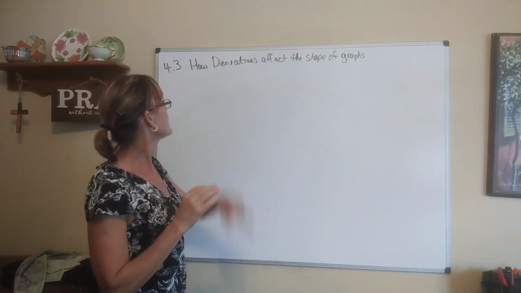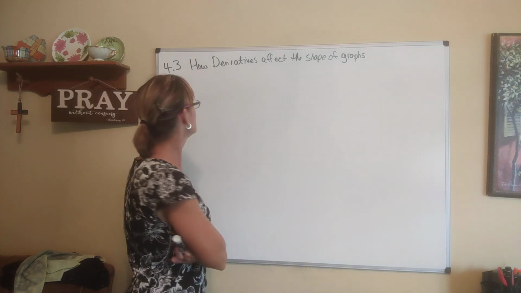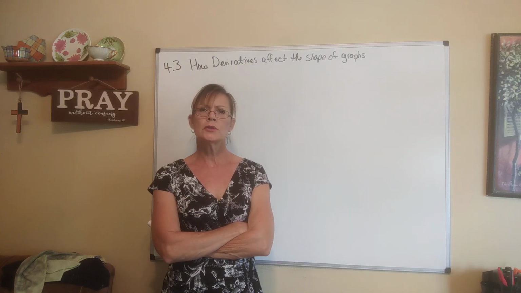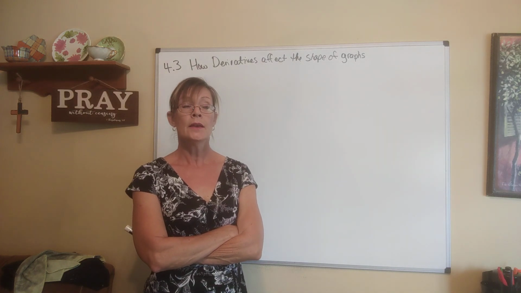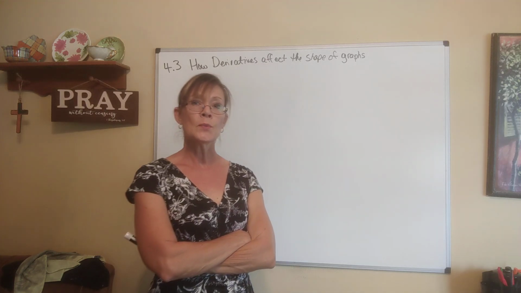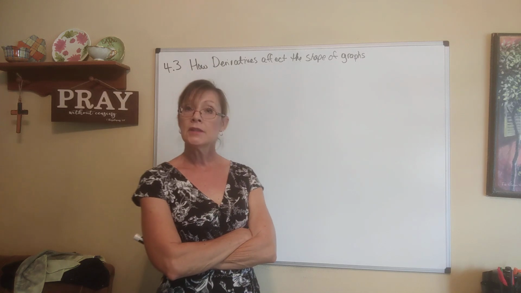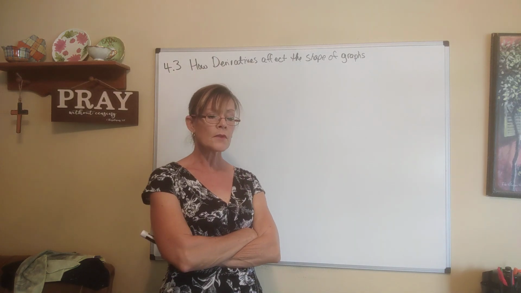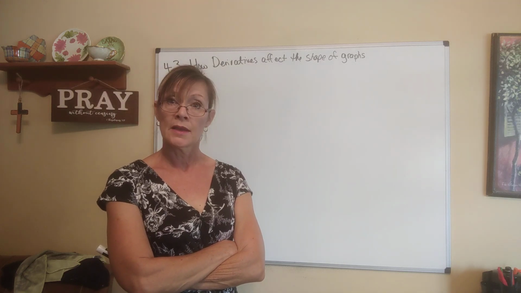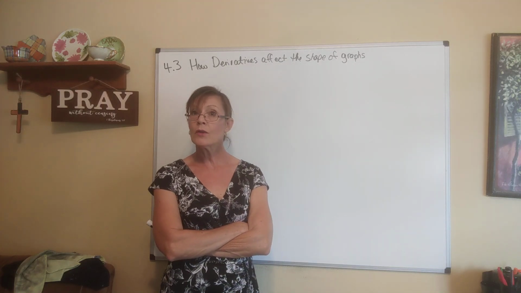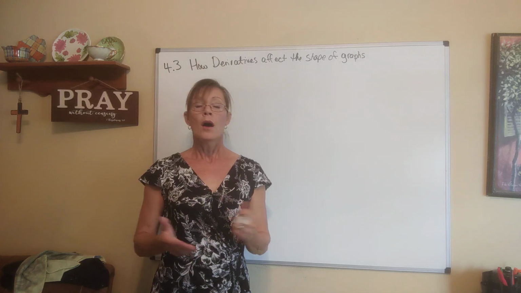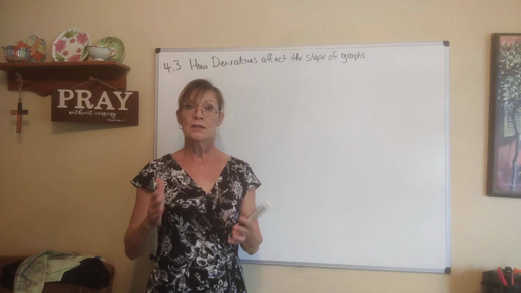Now we're in chapter 4. We've been talking about derivatives, and in 4.1 and 4.2 we looked at the closed interval method, which is a way of finding the absolute max and the absolute min of a continuous function on a closed interval. What we learned was that you could always find an absolute max and an absolute min, and that sometimes it might occur at an endpoint, or sometimes at a local max or a local min, but that you could always find it if it's a continuous function.